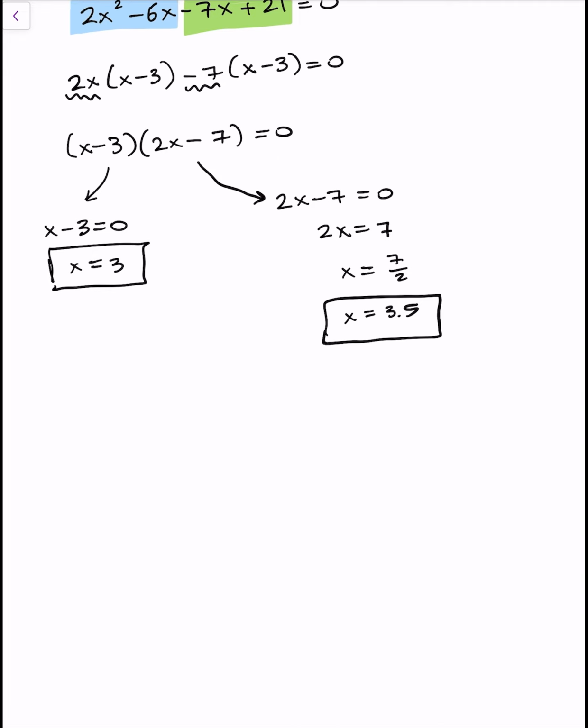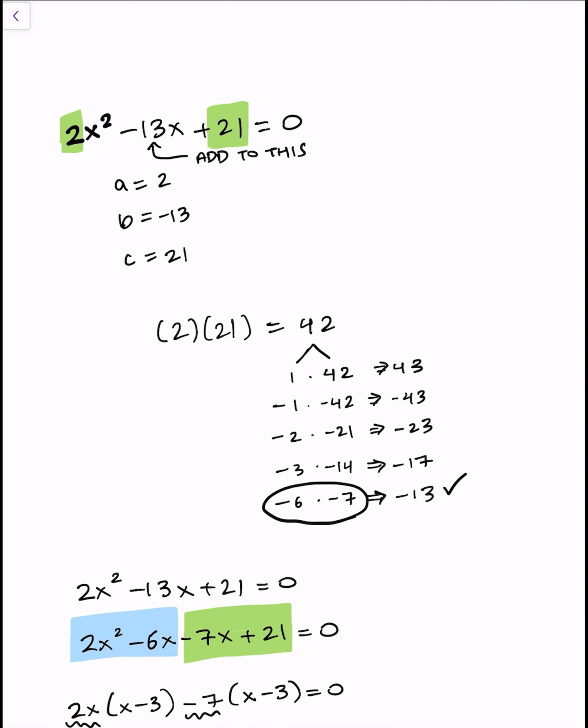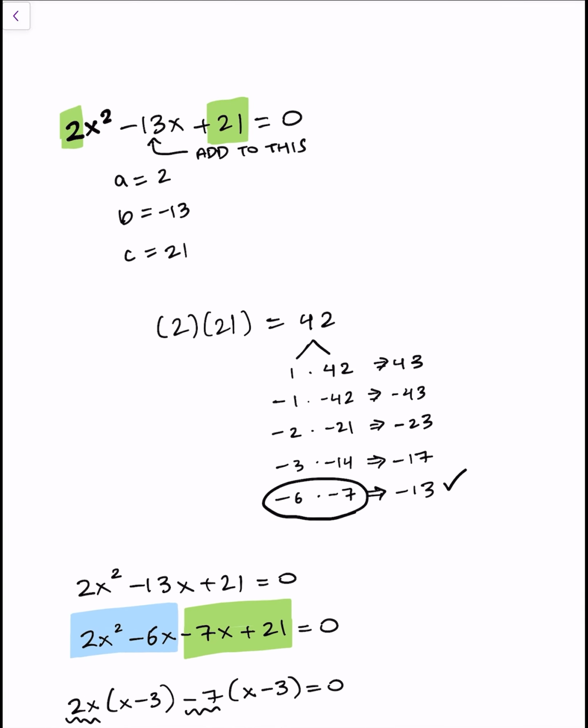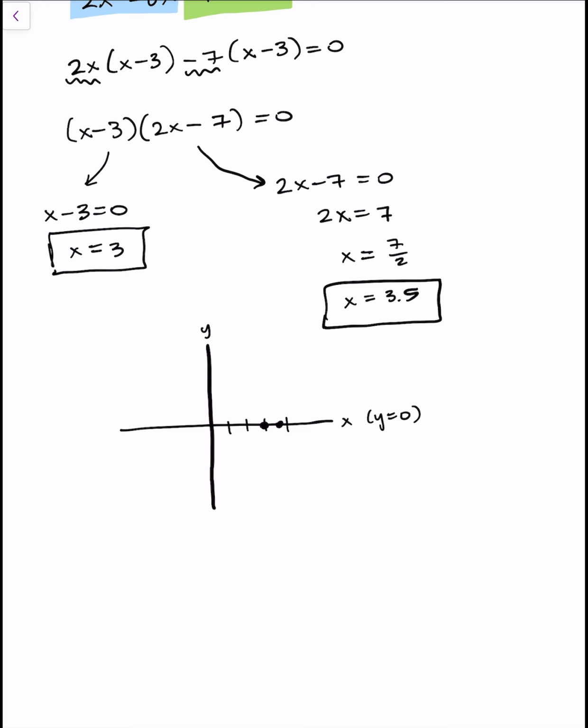And what this looks like graphically is this parabola will cross the x-axis, which is the same as the line y equals 0, at x equals 3 and at x equals 3.5. And since this quadratic equation, when this whole thing was set equal to 0, started with a positive coefficient in front of the x squared, that means this parabola is going to be pointing upwards. And so it's going to look something like this.